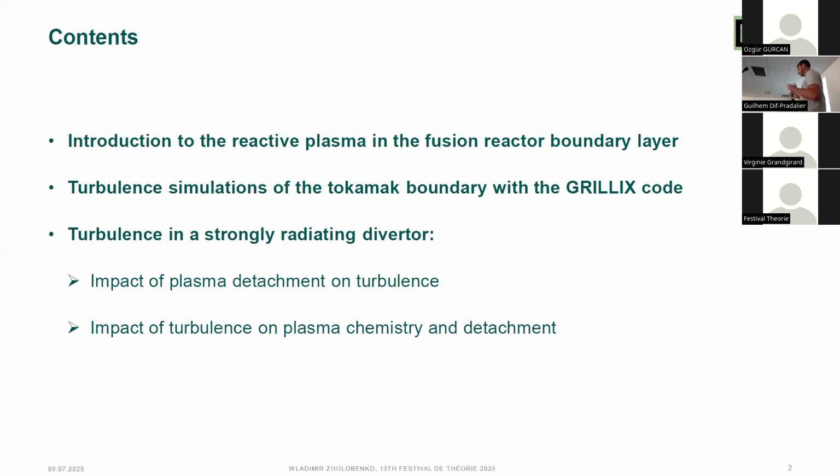I've seen or heard that last week you had some talks about the X-point radiator already, but I haven't seen them. So if it's too boring and if you are already familiar with everything in the introduction, tell me, I can skip a couple of slides. Anyways, after this, I will dive into the turbulence simulations with the GRILLIX code, and I will focus on strongly radiating divertor conditions. And I will show you results about the impact of plasma detachment on turbulence and the impact of turbulence on chemical reactions and the detachment process.